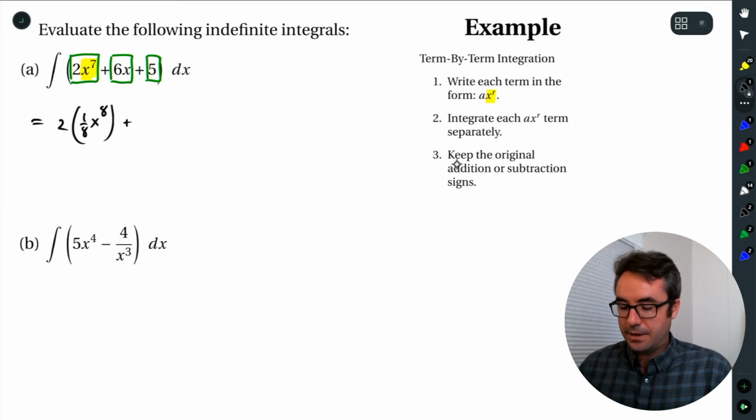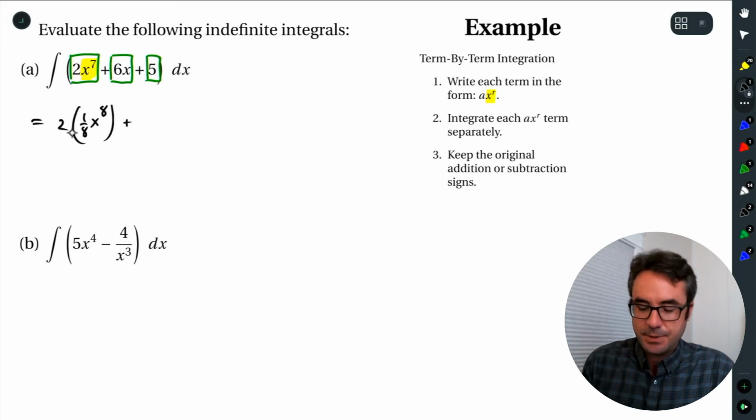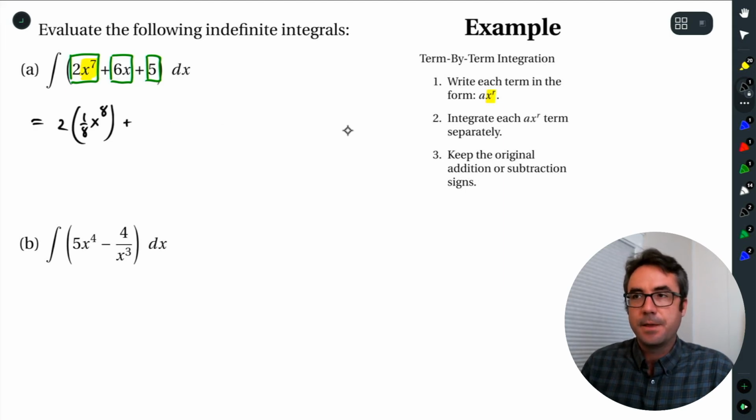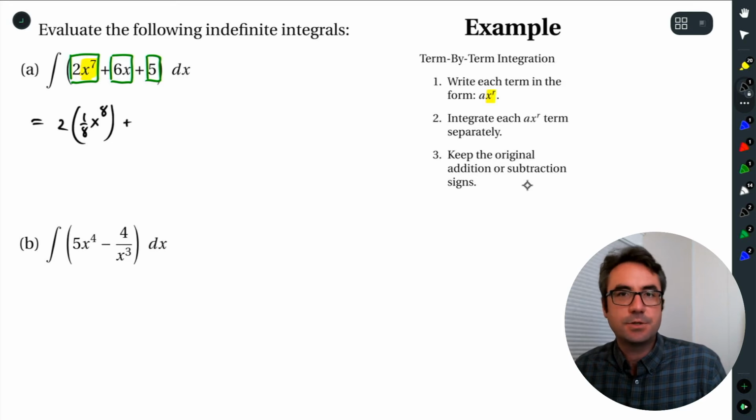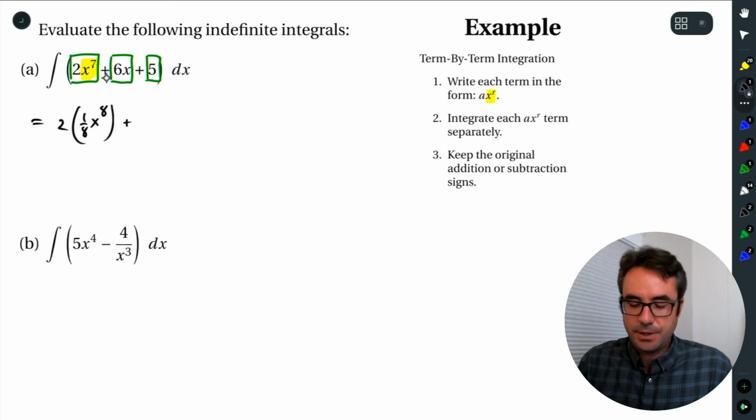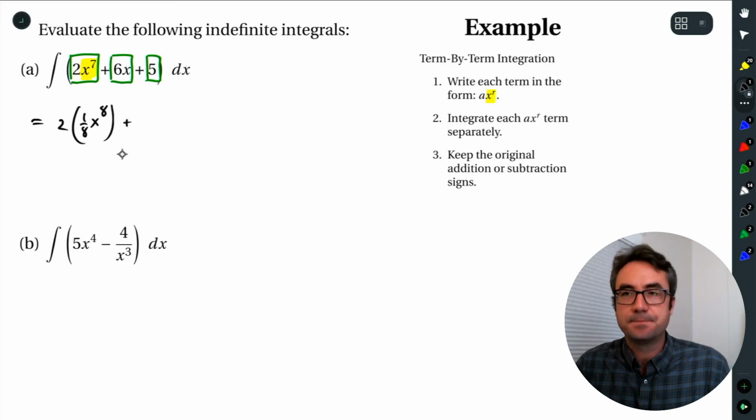The last part of this term-by-term integration is that as we move from term to term, we just keep the original addition or subtraction signs. So here our function originally had a plus sign. We're going to keep a plus sign.